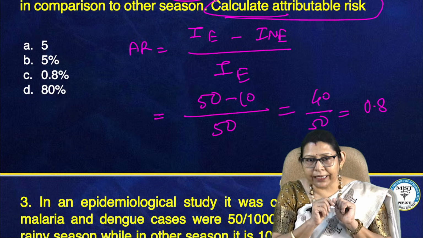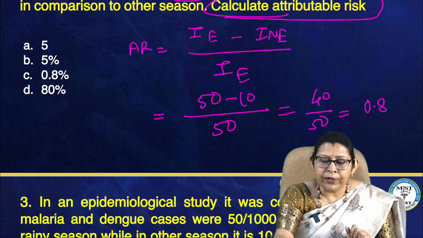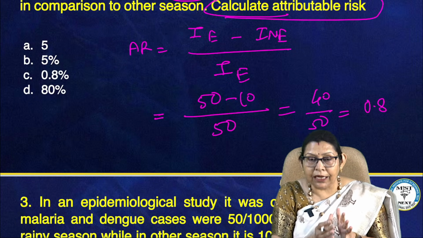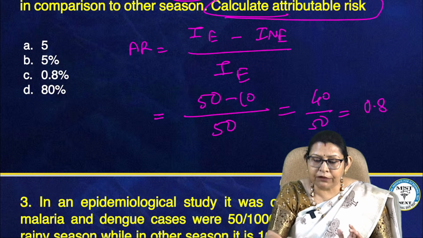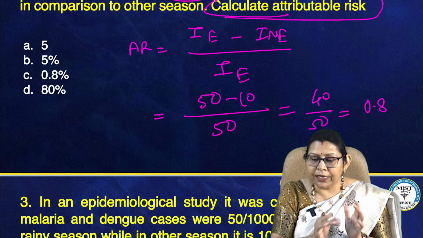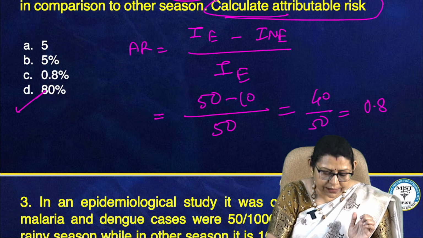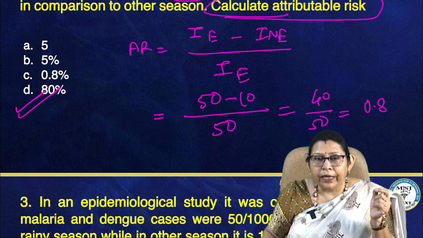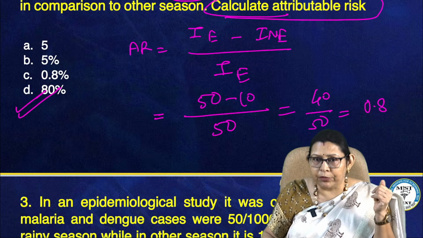Now here the catch is, if you see the choices, 0.8 is not a percentage. If you convert 0.8 into a percentage, yes, it will be 80%. So yes, again you all are answering quite correctly. A big clap for all of you, 80% is the attributable risk.